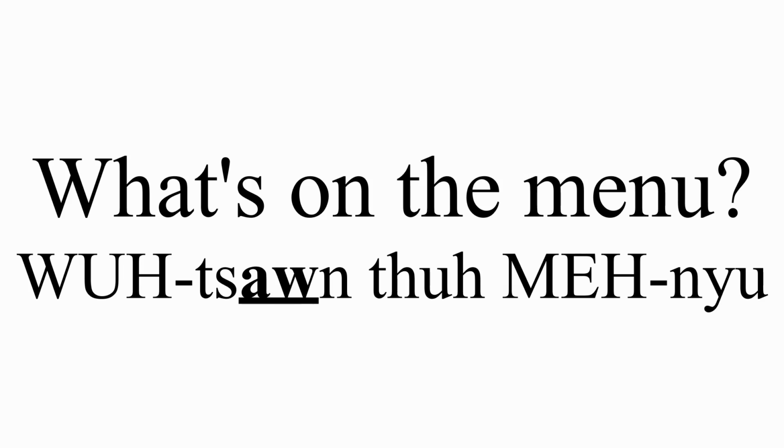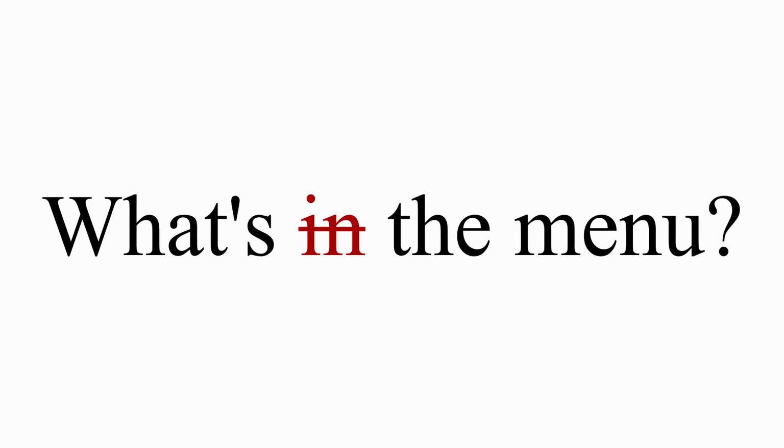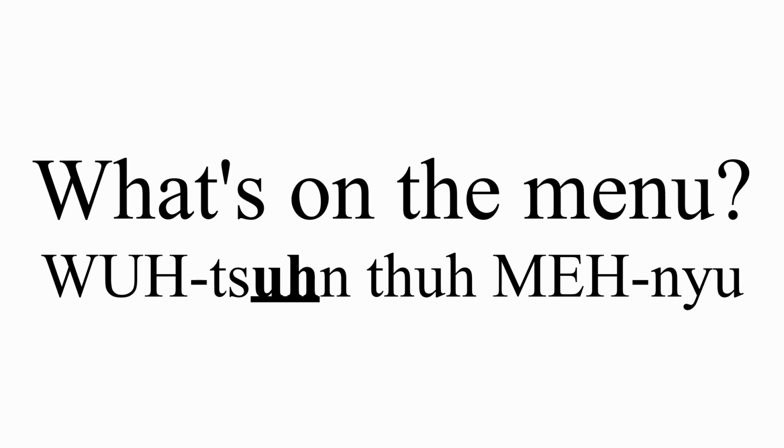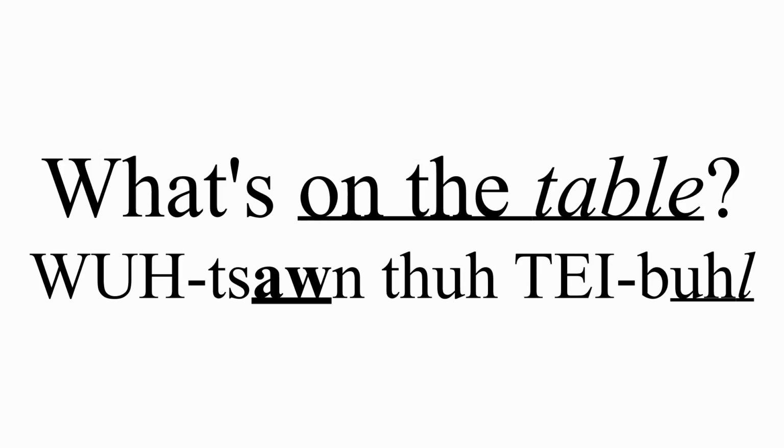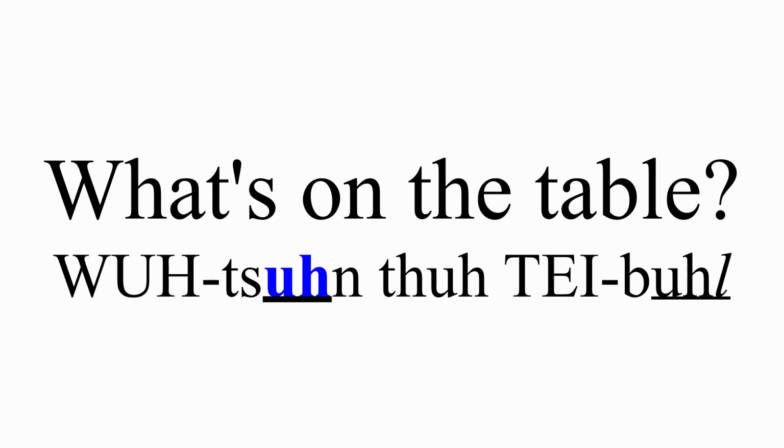So if I say what's on the menu, we can't say in, what's on the menu. It can reduce to a schwa, n, what's on the menu. But if I say on the table, and I try to say a schwa, what's on the table? It's not clear if I'm saying on or in, because in can also reduce to a schwa in that case. And both on the table and in the table are perfectly correct phrases depending on what we're talking about.